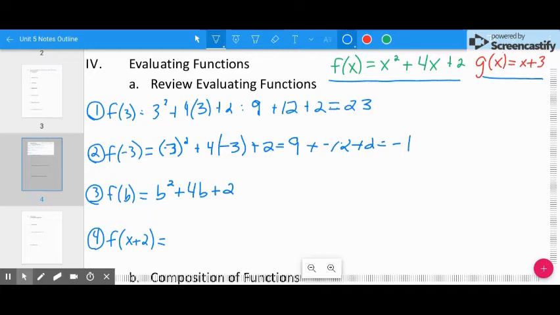The last one, however, is going to get us ready for something we're going to do later on this page called the difference quotient. But in this case, instead of just plugging in a number or a single variable, we're going to plug in a binomial. So let's see what that looks like first when we sub it in. So we're looking at x plus 2, the quantity squared, plus 4 times the input x plus 2, plus 2.